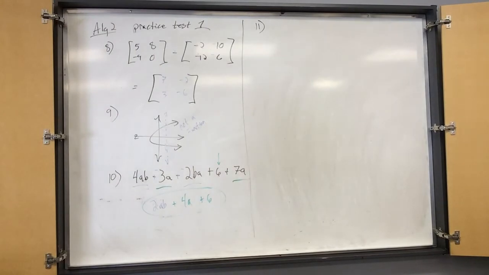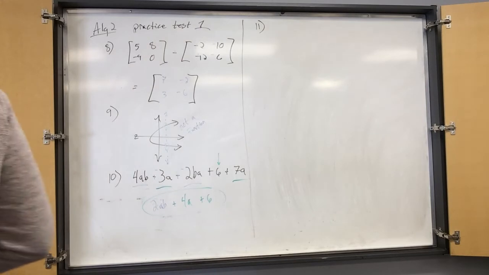All right, number 11. So a store is selling 4 carpets, shown with their dimensions. What is the total area of the 4 carpets?